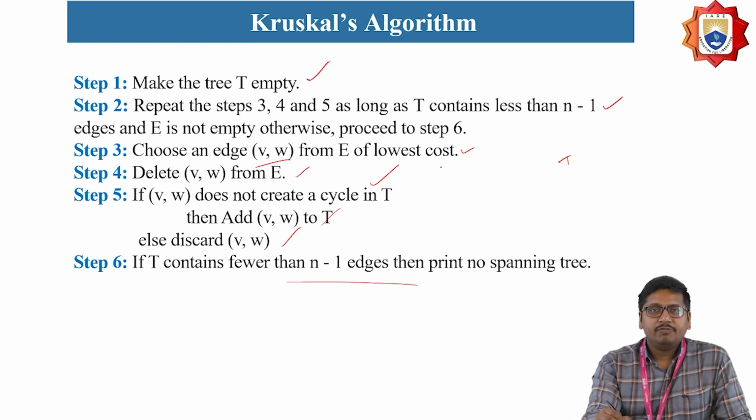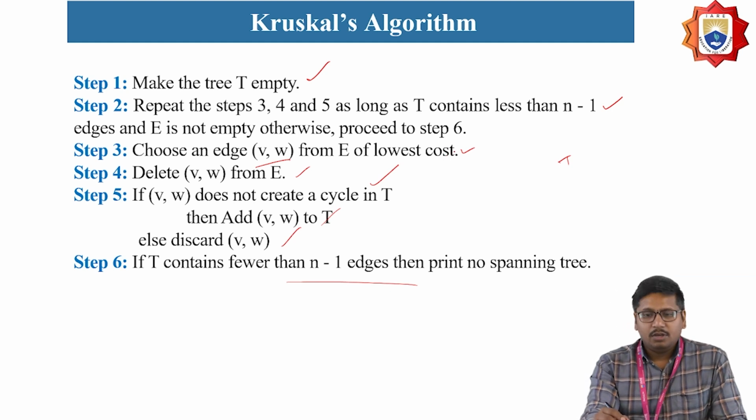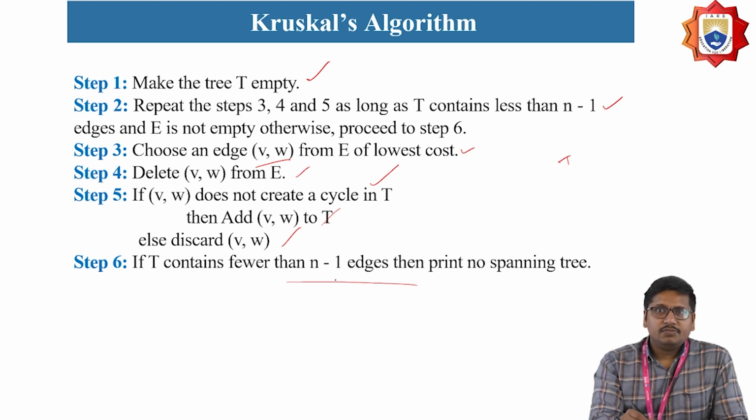So what are steps 3, 4, 5 here? Choose the edge (V, W) from E of the lowest cost, then delete it from E. If the edge does not create a cycle, then add it to T; otherwise, discard it. If T contains fewer than n minus 1 edges, then print no spanning tree.